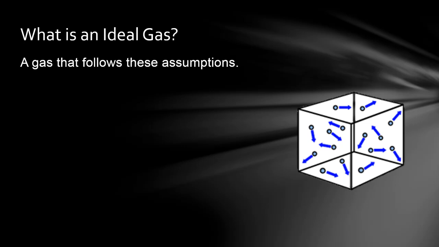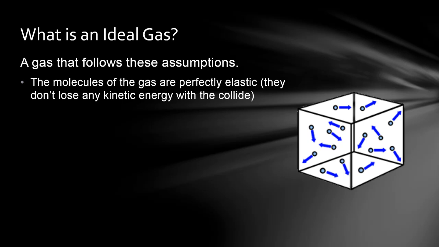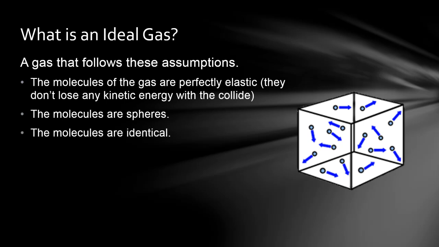What is an ideal gas? An ideal gas is one that follows these assumptions. The molecules of the gas are perfectly elastic, which means they don't lose any kinetic energy when they collide. The molecules are spheres. The molecules are identical. There are no forces between the molecules. This means they have a constant velocity between collisions.